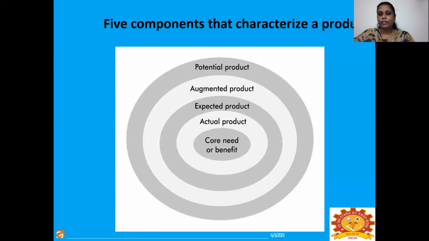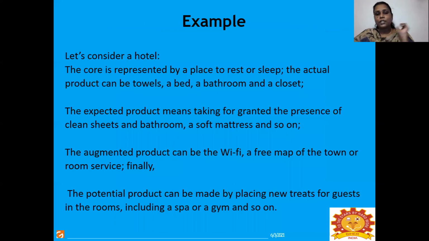Okay, so next we see an example of these products. So let's consider a hotel. Now the core product of a hotel is represented by what?